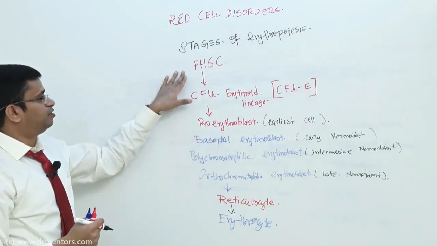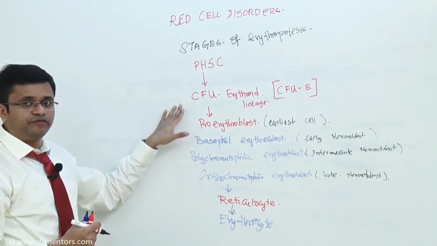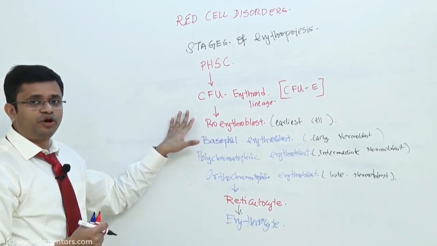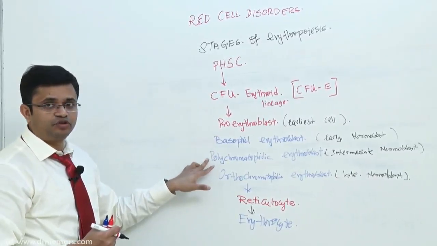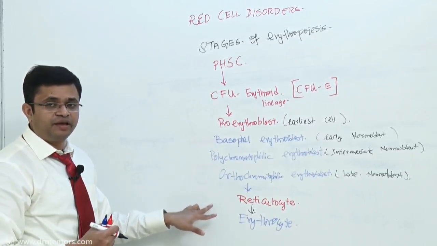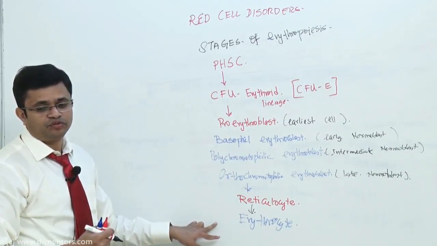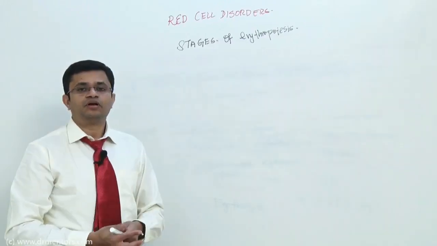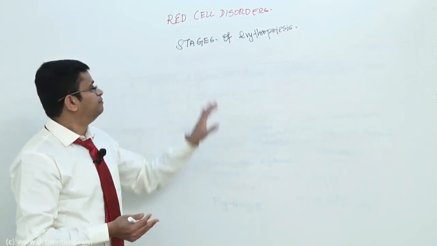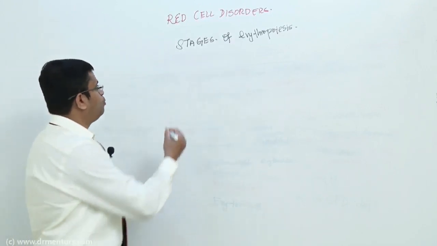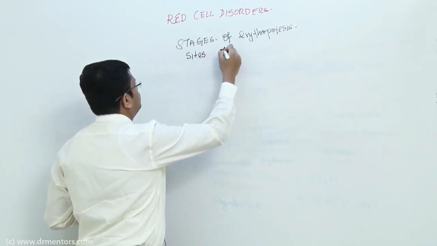The pluripotent hematopoietic stem cells will give rise to the colony forming unit of erythroid lineage, which will give rise to the earliest cell known as proerythroblast, basophilic erythroblast, polychromatophilic erythroblast, orthochromatophilic erythroblast, reticulocytes, and also the final mature cell known as erythrocytes. Now let's focus on the places of erythropoiesis. We have learned about stages, so now we'll look at the sites of erythropoiesis.